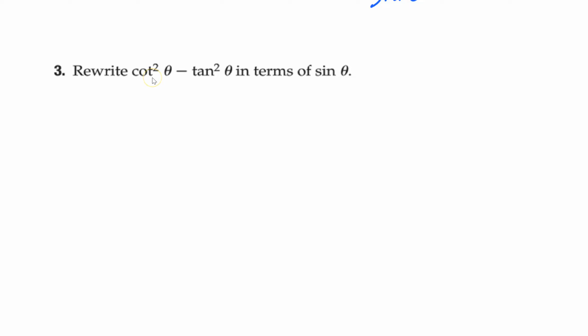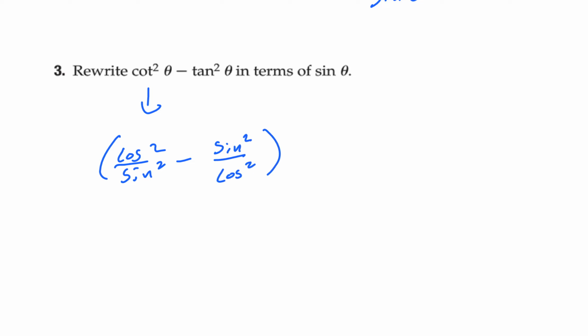So let's change cotan to cosine over sine, and tan to sine over cosine. So I get that. Now here's the thing. I want it in terms of sine. A lot of people try to cancel these out like that. You cannot do it. It's a subtraction sign, not a multiplication sign. So these do not cancel that way.